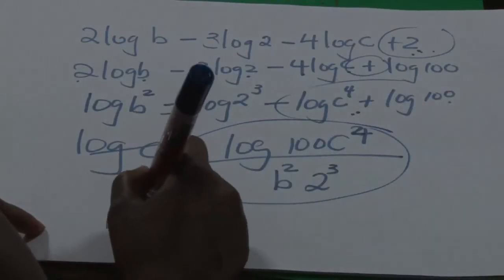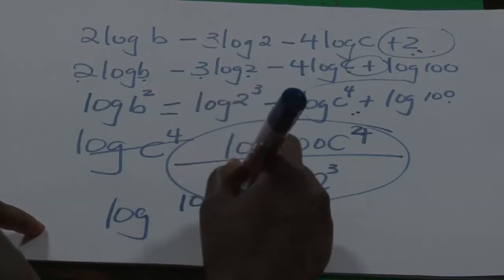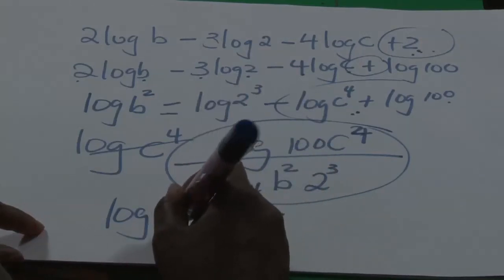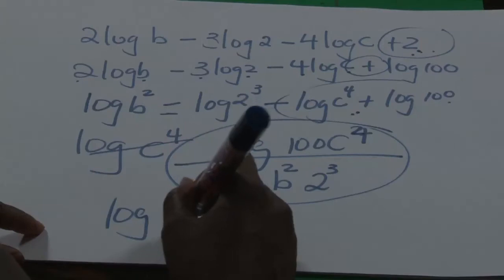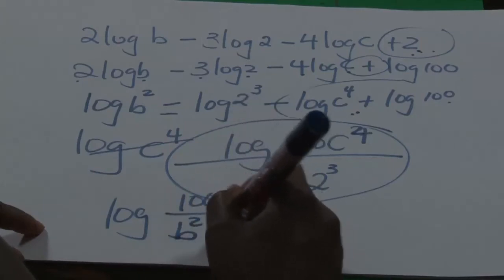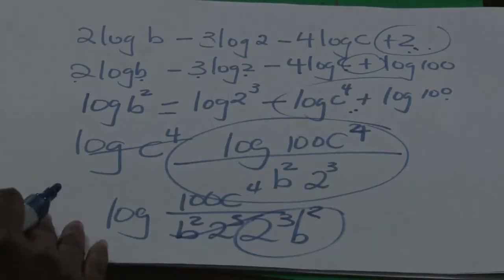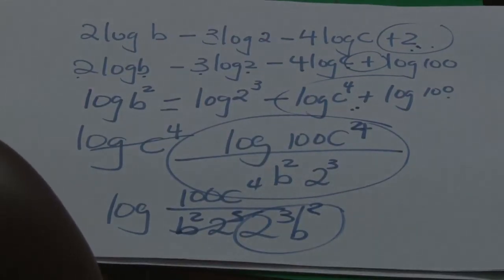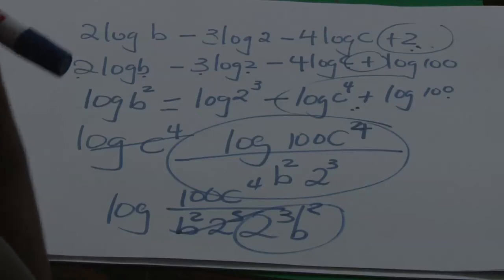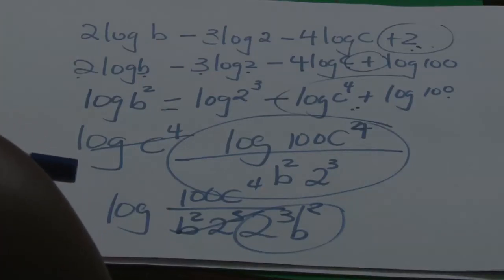It will be now log 100 c power 4 over b squared 2 power 3, or maybe 2 power 3 b squared, if you are to write it according to algebraic rules, number in front of the letter. Okay, if you find something that you can try this one by yourself, if you get stuck, get to me.